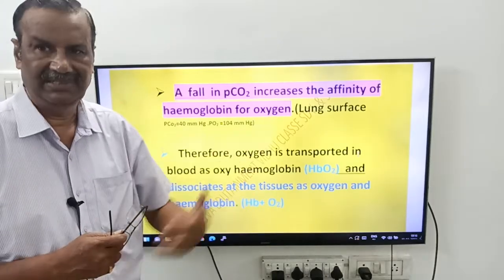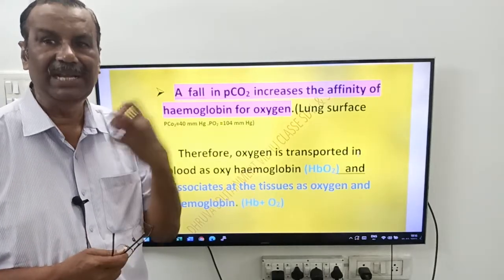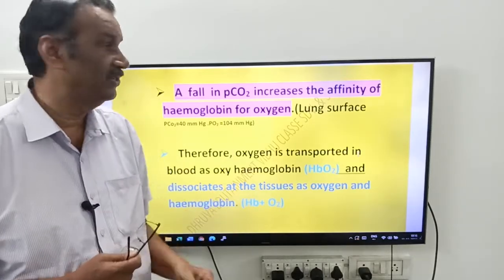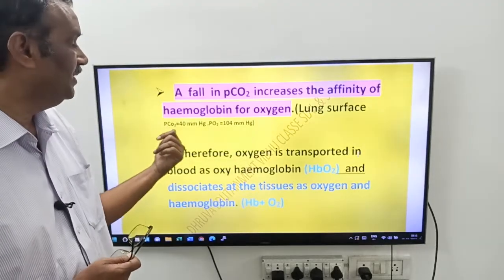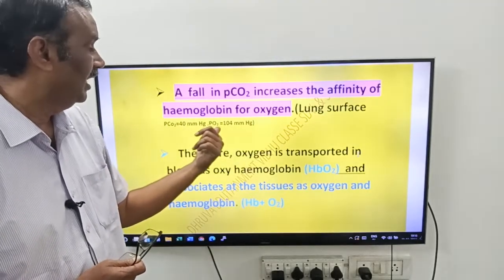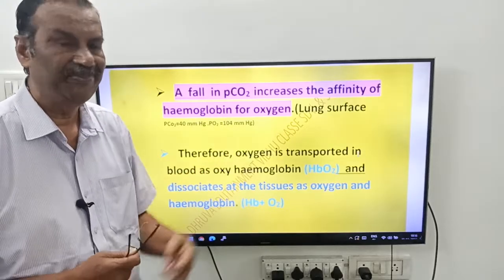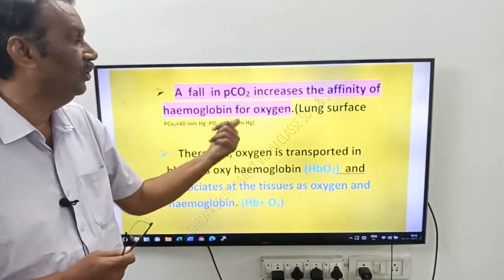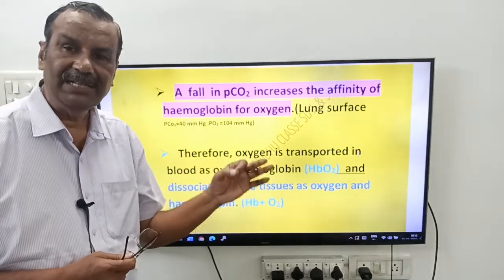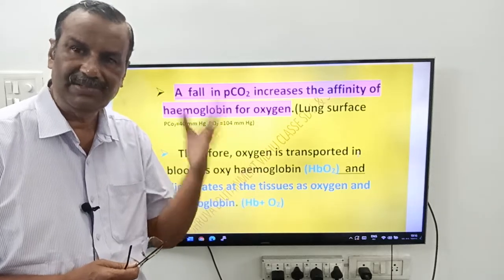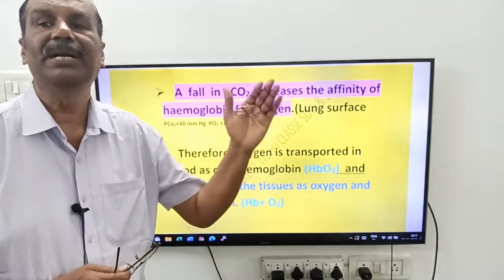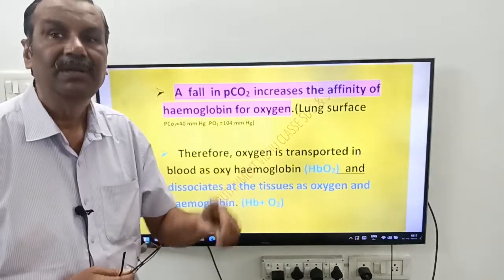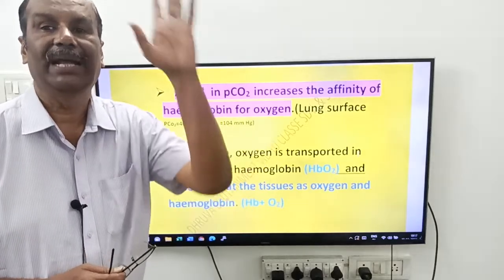See friends, in the lungs, during respiration what happens? During inhalation, air enters into the lungs. The inhaled air contains more oxygen. So in the lung surface, the pCO2 is less, 40 mmHg, and the partial pressure of oxygen is 104 mmHg. So a fall in pCO2 increases the affinity of hemoglobin for oxygen. Wherever the partial pressure of carbon dioxide is less, oxygen combines with the hemoglobin. Wherever it is more, hemoglobin combines with the carbon dioxide.